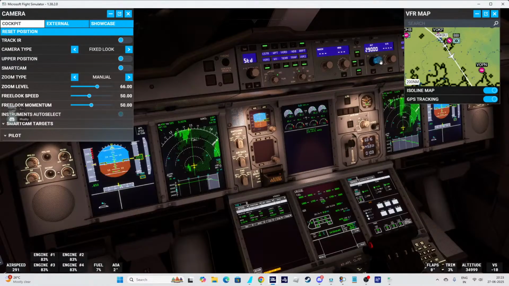No, descend when you're ready. Yes. Chennai Radar, IndiGo 4 Victor, flight level 140. Now you don't need to tell him anything. You will descend to 200. You will not descend more than that. To descend lower than that, you have to ask his permission. Okay.